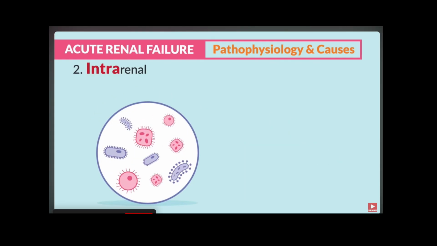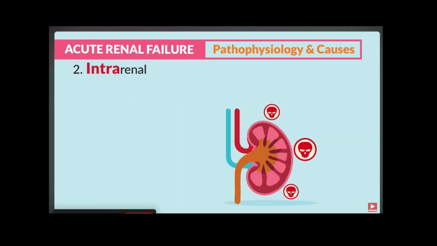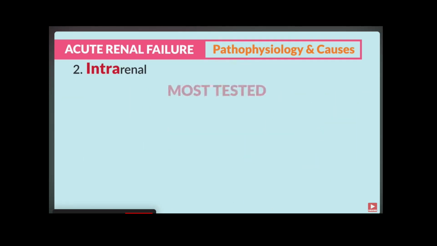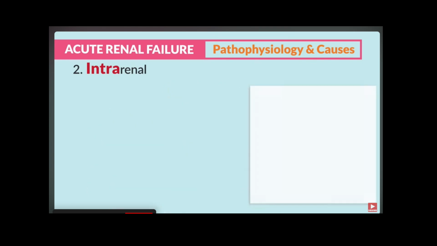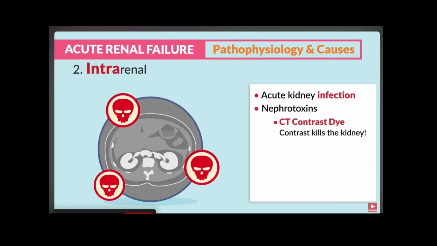Now, typically it's caused from infections resulting from glomerular nephritis, or even autoimmune diseases like lupus, where the body attacks itself, resulting in nephrotic syndrome, which we cover both in a separate video. But really the most tested top 2 causes for exams, write these down, is CT contrast dye, like with a heart cath. So just remember, contrast kills the kidneys.